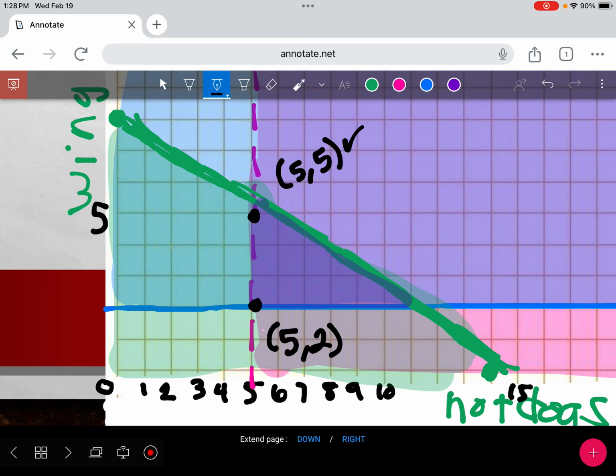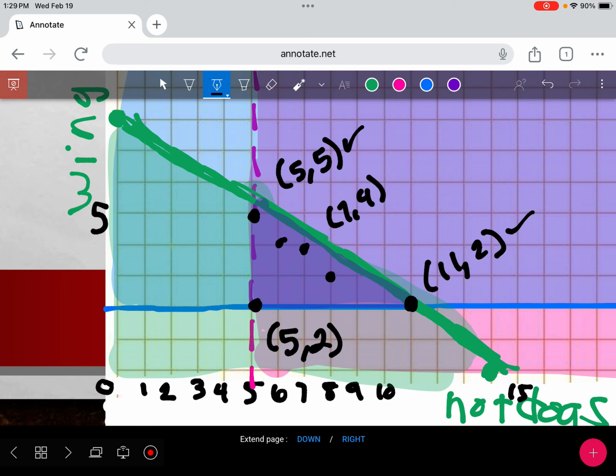What's another one? Say it louder. 11, 2. Barely on the border, but yeah, that one totally works. How about one in the middle? 7, 4. Yup, that one would work. 7, 4 works. So when they're looking for a couple of examples, that's what we're looking at.